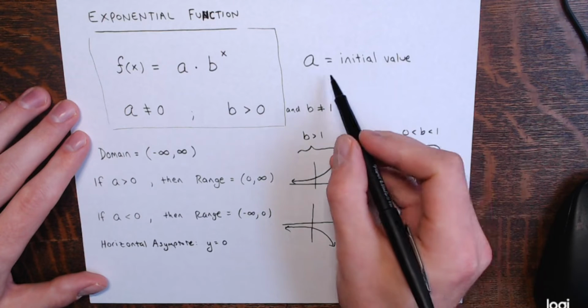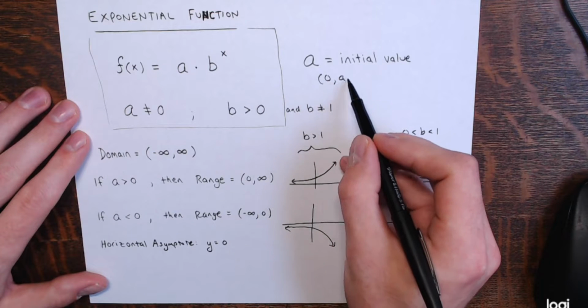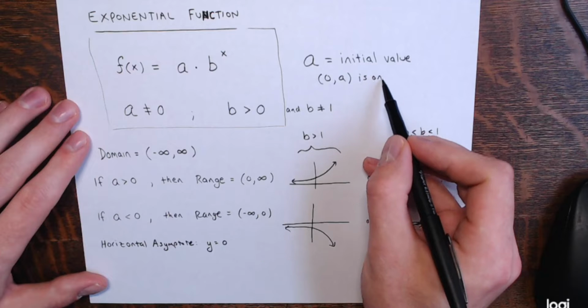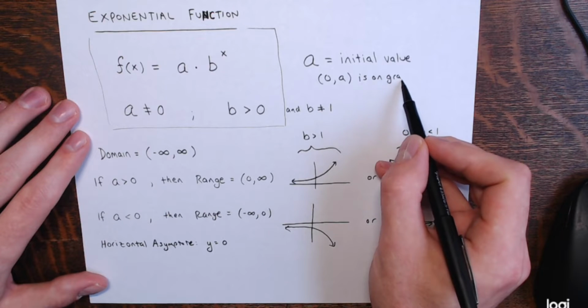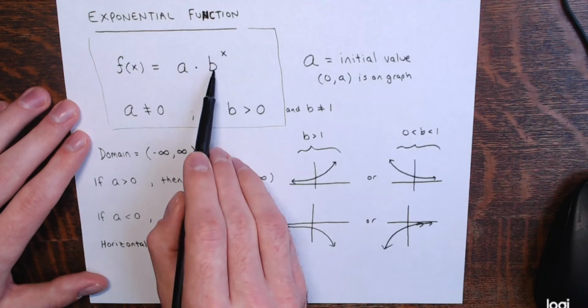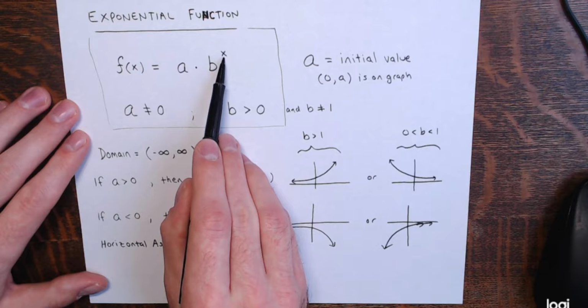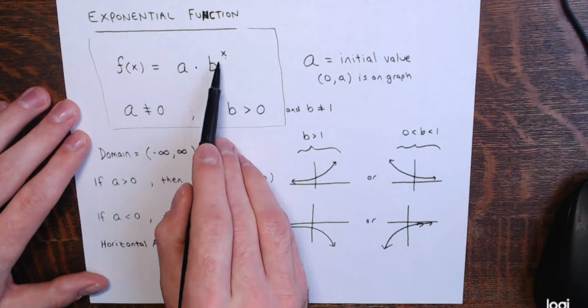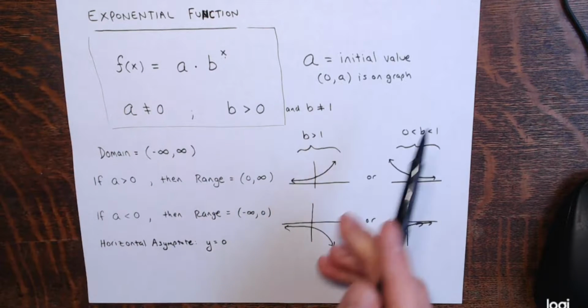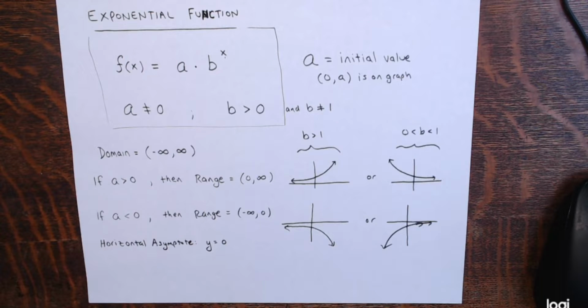That means the point 0, a would be on the graph. Because remember, anything that's not 0, like b, whatever b is, to the 0 power would be 1. So then you'd get 1 times a, or a, for the output when x is 0. So they're calling a that initial value, when x is 0. Or the y-intercept. Same thing.